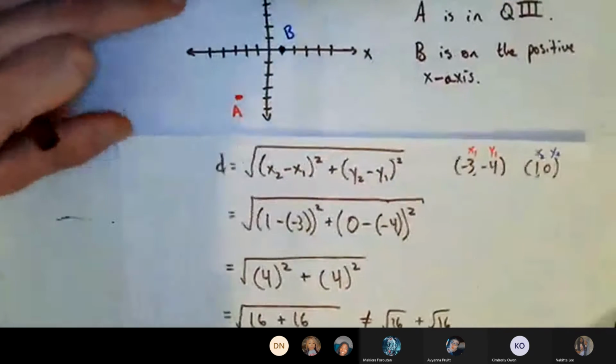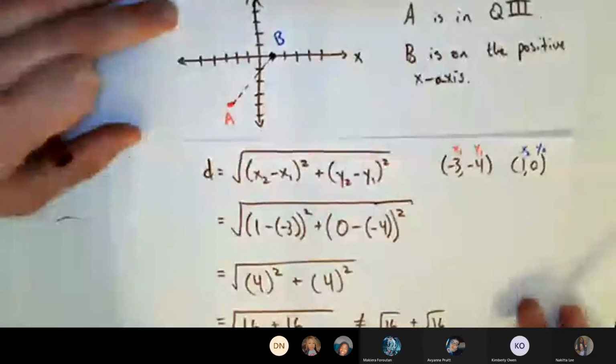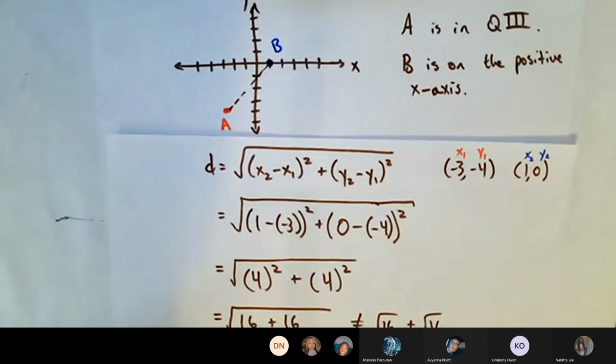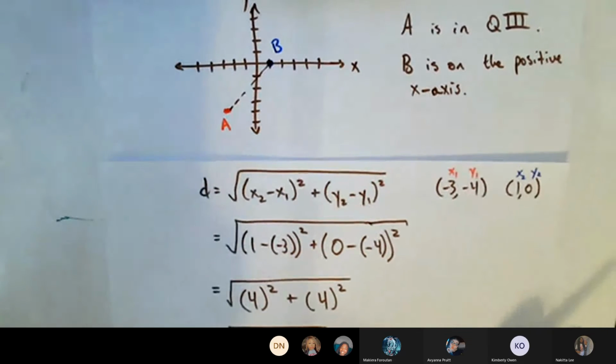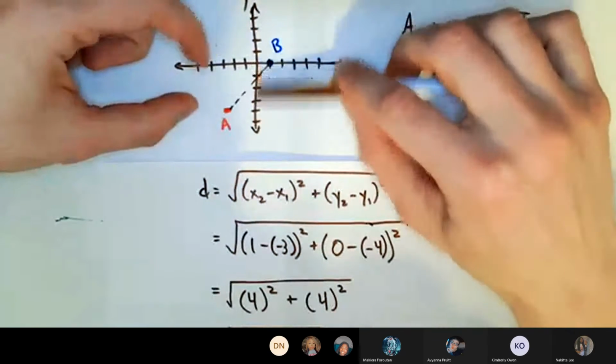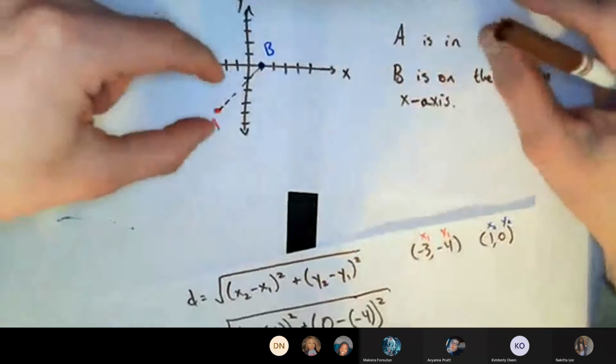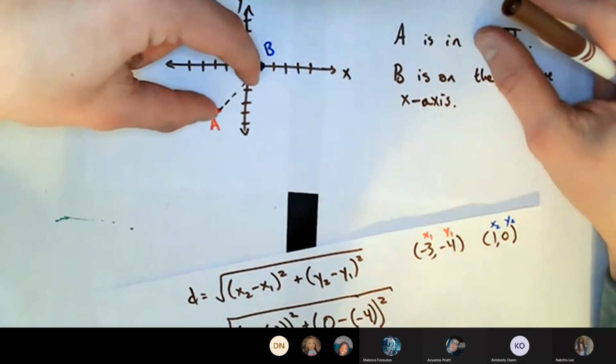Does that look right on our graph? Well, who knows? It's at a slant. It's hard to tell what that distance would be. We got 5.7, I guess. If you look at the distance down the y-axis where A is at negative 4, this distance is about 4, so it should be a bit longer.